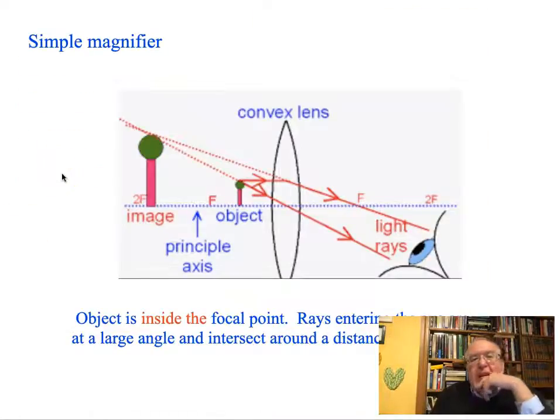Okay, here's the optics for a simple magnifier. Now, don't get scared by all the lines. On the left, you see there's an object. It has a green top and a red base, okay? And then there's a lens, a so-called convex lens. It's a magnifying, focusing lens. And then here's your eyeball sitting here. The object is the small thing with a green top to it.